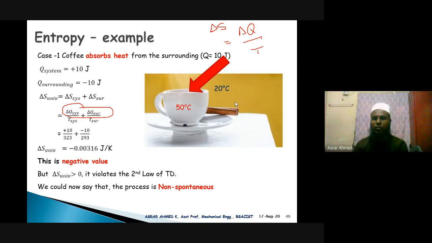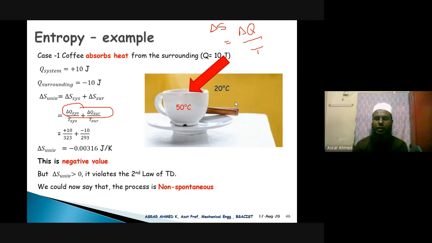If the heat has to enter from the surrounding to the system, provided the surrounding is very cold and the system is very hot, to transfer the heat from the cold environment to the hot system is not possible spontaneously. So this process will not occur.